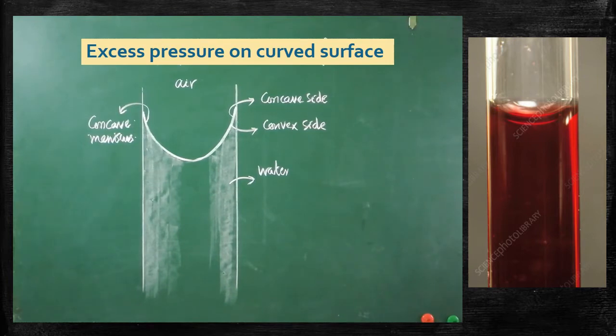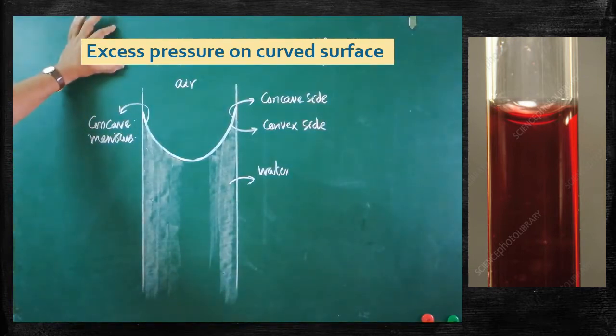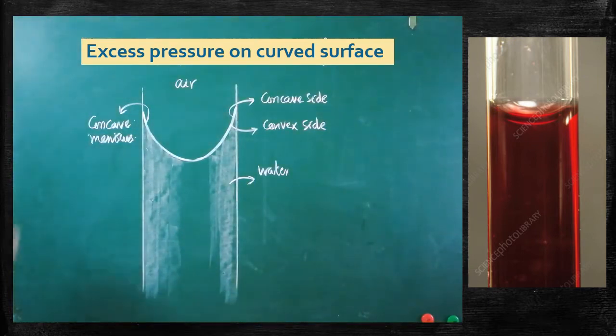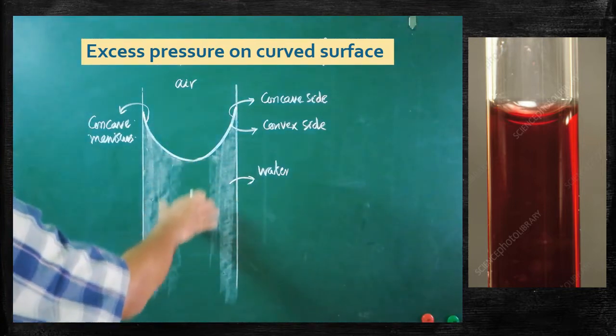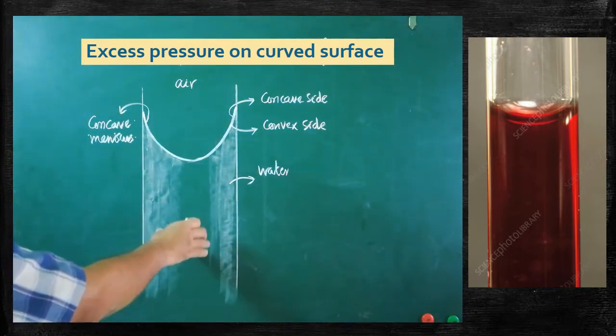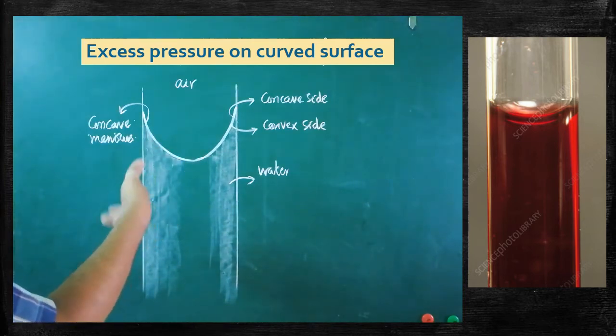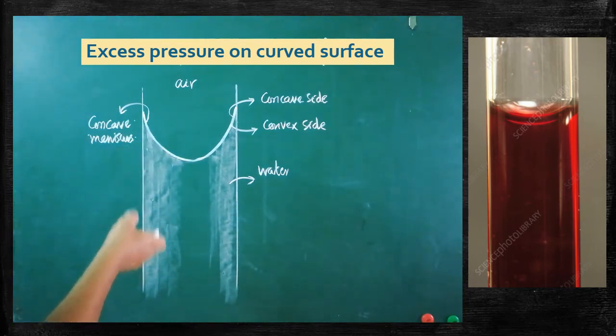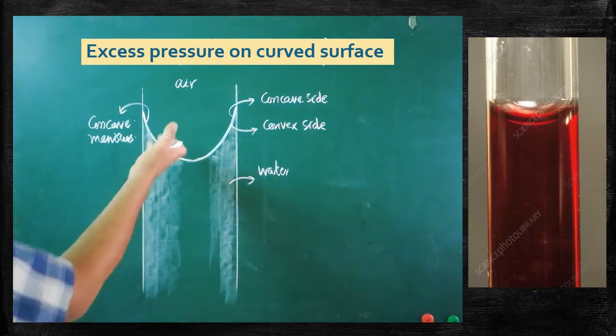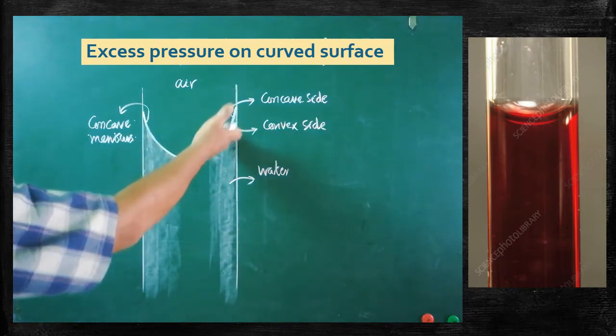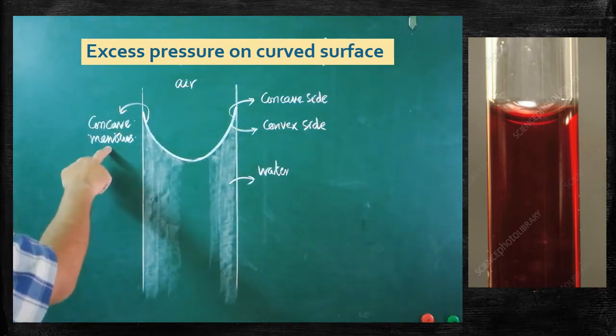Now we are going to see how the excess pressure acts in the case of curved surface of the liquid. Let us imagine water that is stored in a narrow tube. Whenever in the case of a capillary tube or any other small narrow tube, if water is there, if you observe the meniscus, how will the meniscus be? The nature of the meniscus will be concave meniscus.